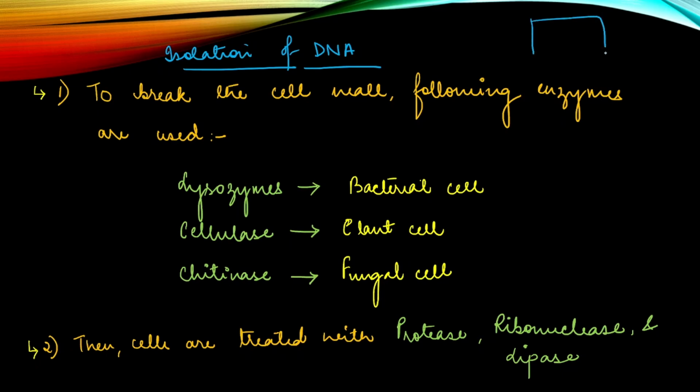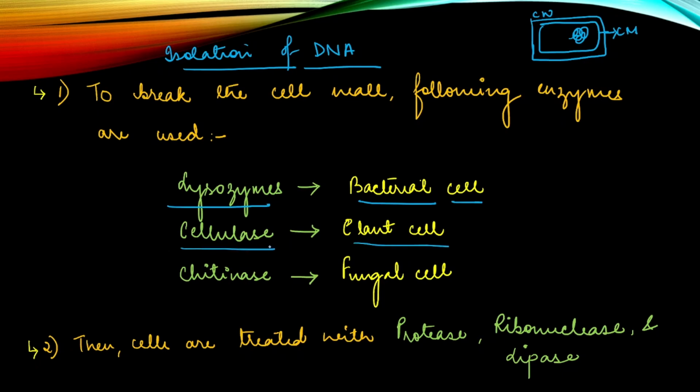If this is a cell, this is the cell wall and this is the cell membrane, and this is the genetic material. Now what we have to do is first digest the cell wall. For digestion of the cell wall, we'll be using different enzymes with respect to the cell. If the cell is a bacterial cell, we'll use the enzyme lysozyme. If it is a plant cell, we'll use cellulase. And if it is a fungal cell, we'll use chitinase.